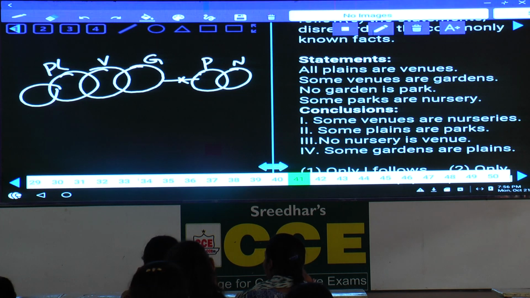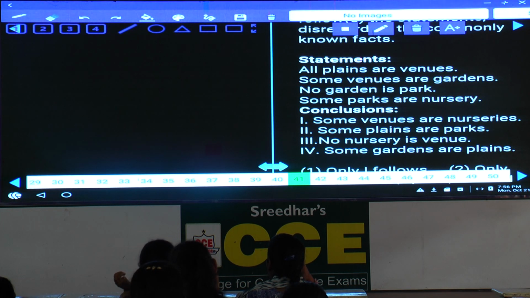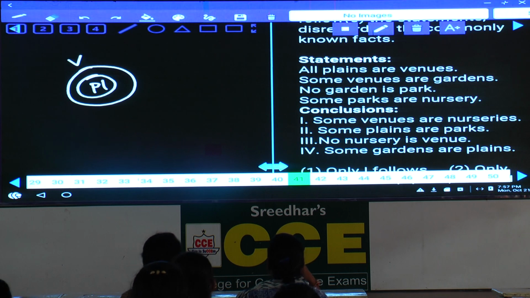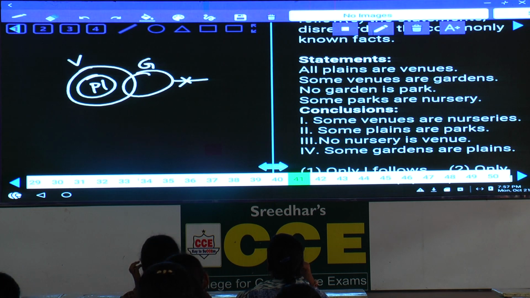No garden is park. Then all plains are venues. Now these are plains which are venues, some of the venues are gardens, and no garden is a park. No garden is what? No garden is a park. And some of the parks are nurseries.